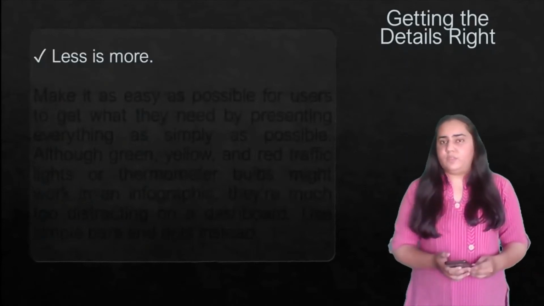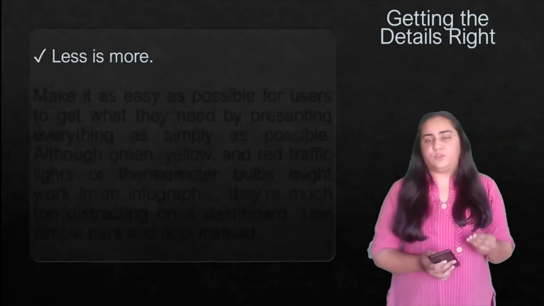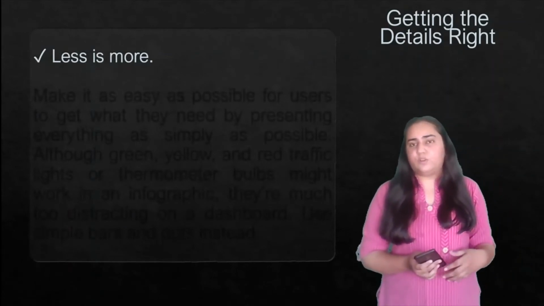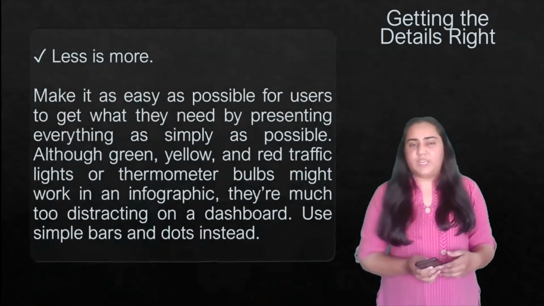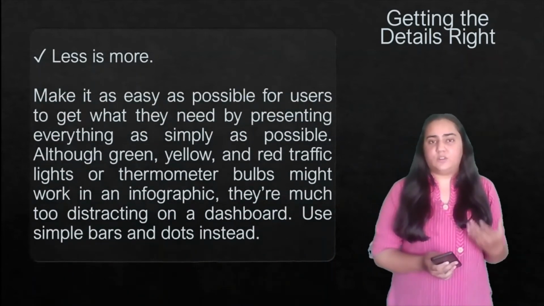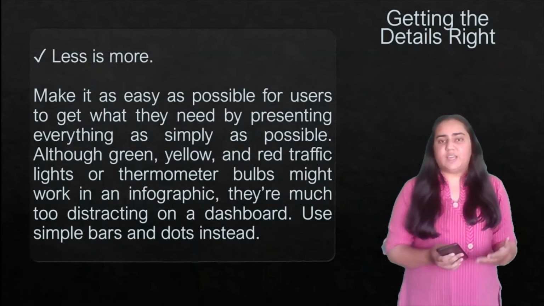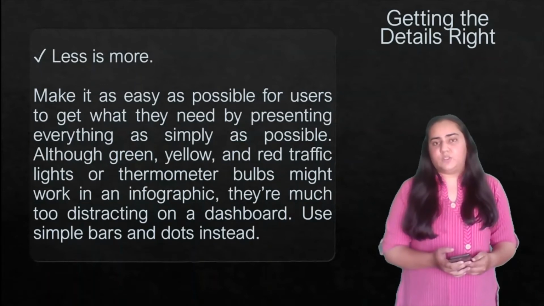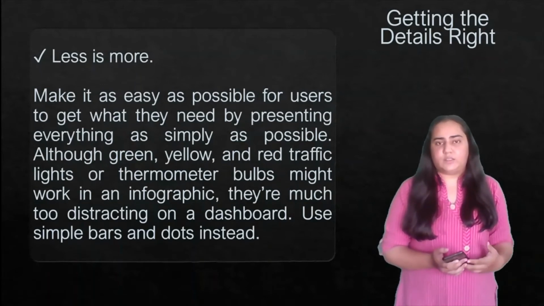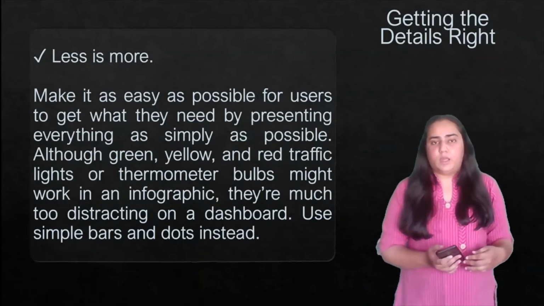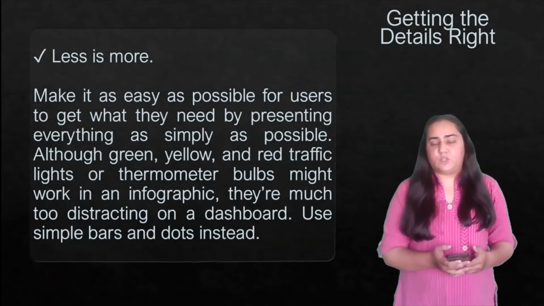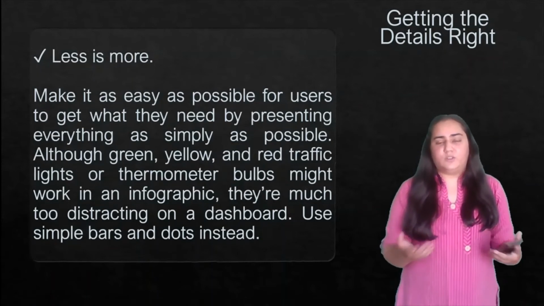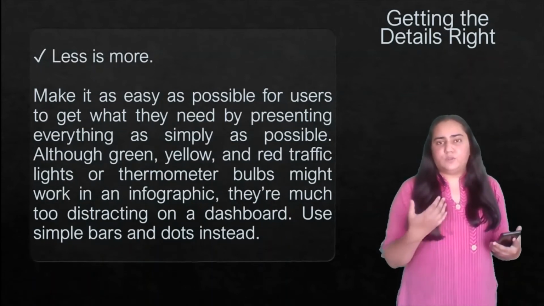Now, next important thing is to get all the details on your dashboard right. And once again here, less is more. You don't want to put all the details on your dashboard. Make it as easy as possible for users to get what they need by presenting everything as simply as possible. There are infographics available nowadays, green and yellow and red traffic lights and thermometers and bulbs and all sorts of infographics, but they are often distracting on a dashboard. Use simple bars and dots, which people are so used to looking at.